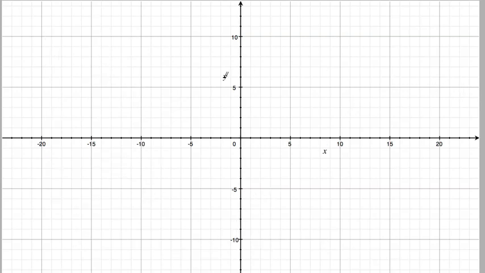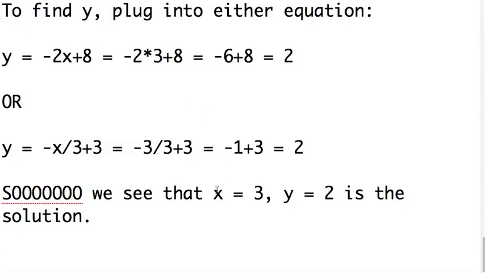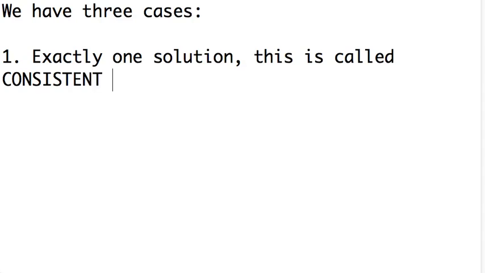So what does this mean for us? So we have three cases then. One, exactly one solution, and this is called consistent and independent. And why consistent? Consistent means that the two equations can actually both be true. Independent means that the two equations are actually different from each other.